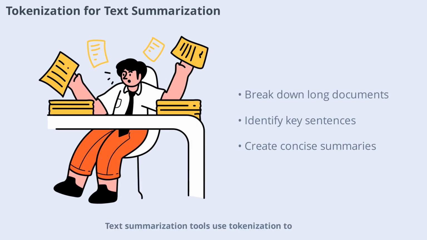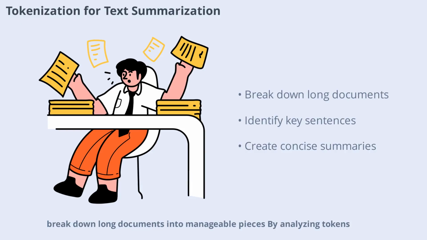Text summarization tools use tokenization to break down long documents into manageable pieces. By analyzing tokens, these tools can identify the most important sentences or phrases, creating concise summaries. Tokenization ensures that summaries capture the main ideas without losing essential details, making information easier to digest.